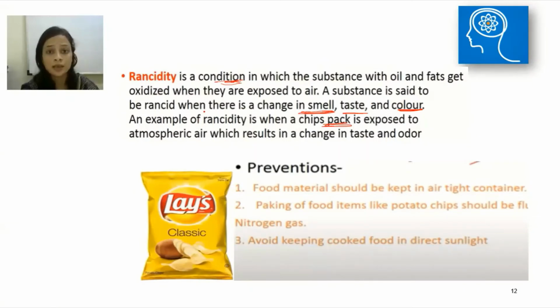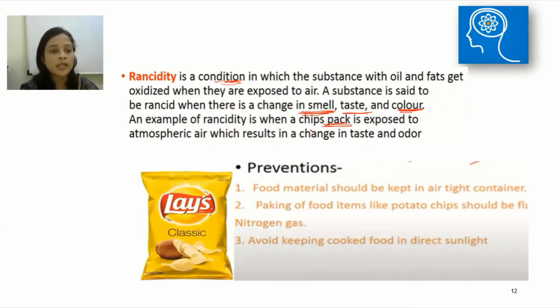हम कब बोलेंगे कि ये particular substance rancid हो चुका है? When there is a change in its smell, when there is a change in its taste, when there is a change in its color. Now we'll discuss one example of rancidity.